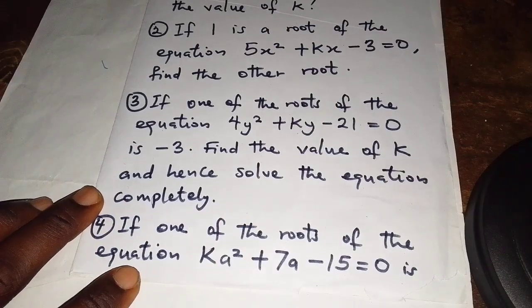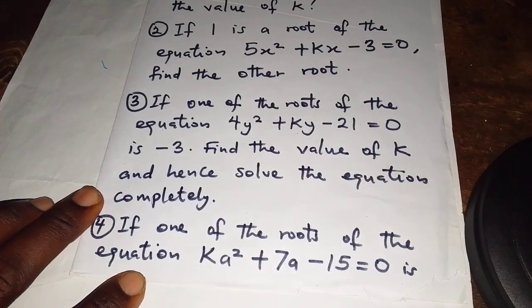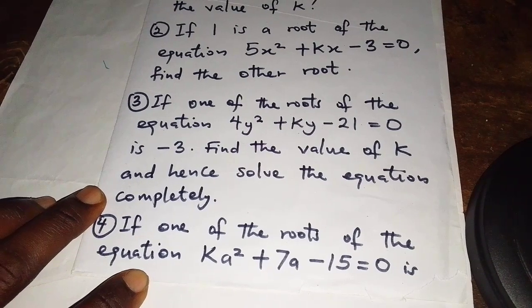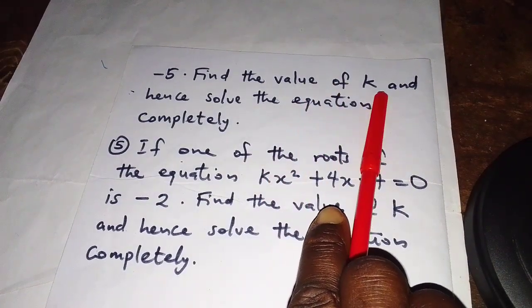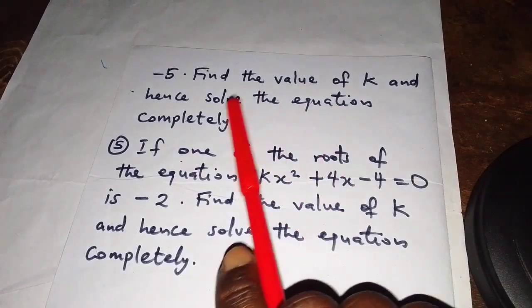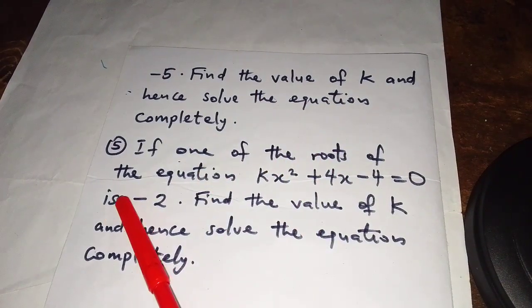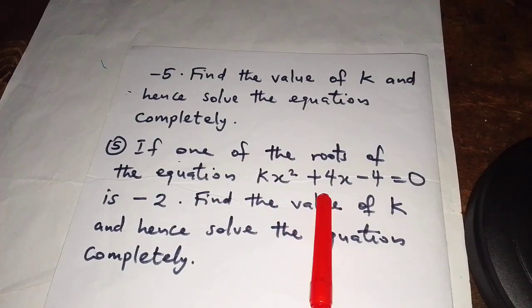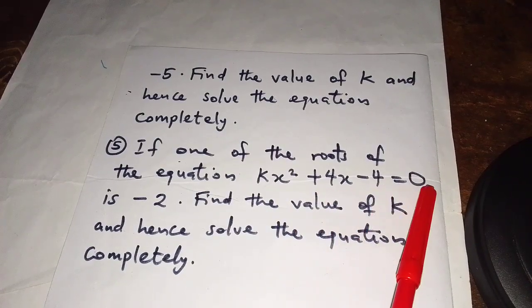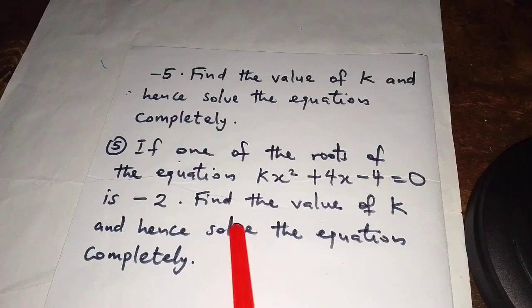Number 4: if one of the roots of the equation ka squared plus 7a minus 15 is equal to 0 is minus 5, find the value of k and hence solve the equation completely. Number 5: if one of the roots of the equation kx squared plus 4x minus 4 is equal to 0 is minus 2, find the value of k and hence solve the equation completely.